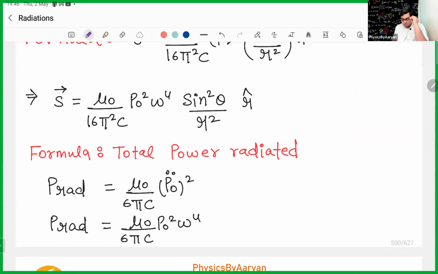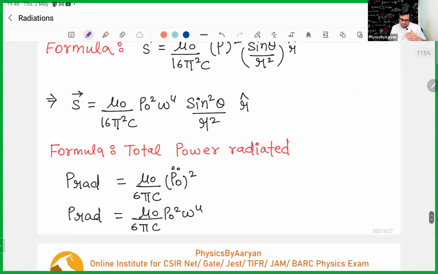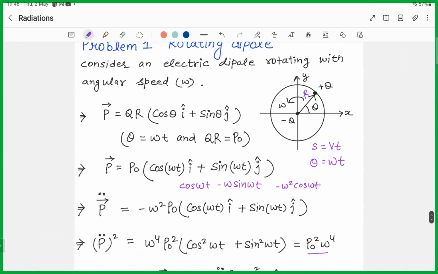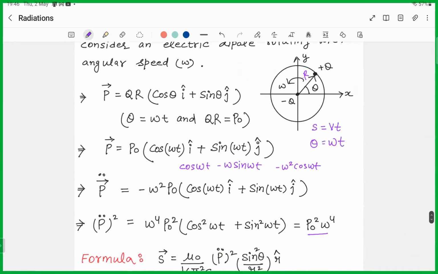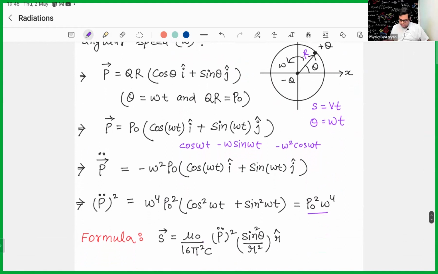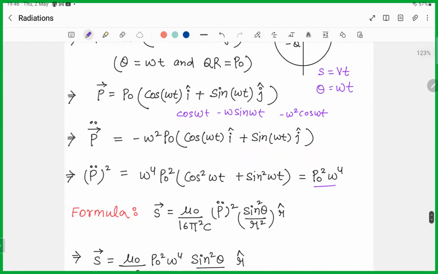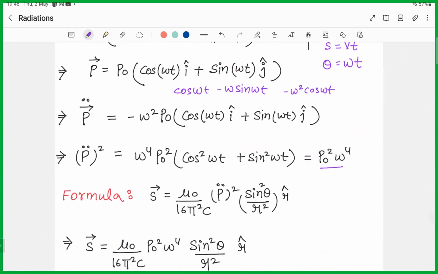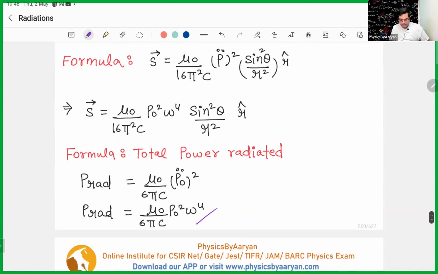Any doubts in this problem? Sir, P naught was dependent upon time, sir. How did you just write P naught? The power is dependent upon time, so there is no time factor here. No, in this case, I'm saying it may be; I'm not saying that it is always. It could be. In this case, it's not.